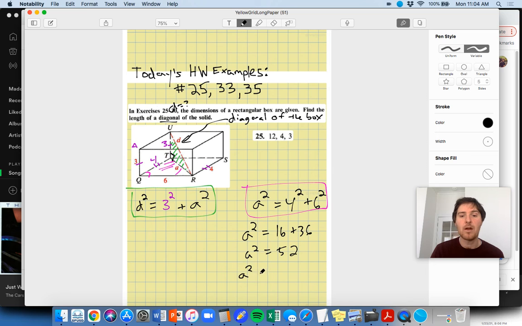So A squared would equal... well, let's take the square root of both sides here. I should have done that maybe earlier. Square root of A squared would just be A. Okay, square root of 52.